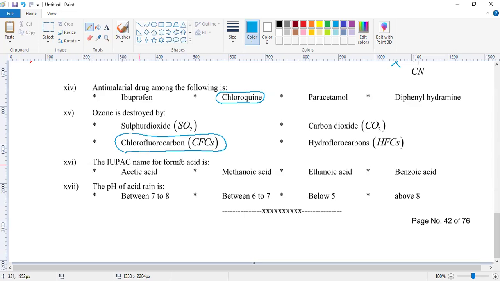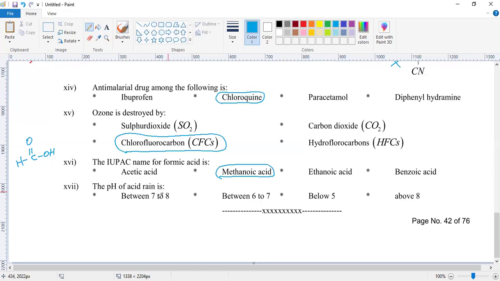Now the IUPAC name of formic acid. It has only one carbon atom. So this is methanoic acid, only one carbon atom is there. So meth is the prefix for one carbon atom.